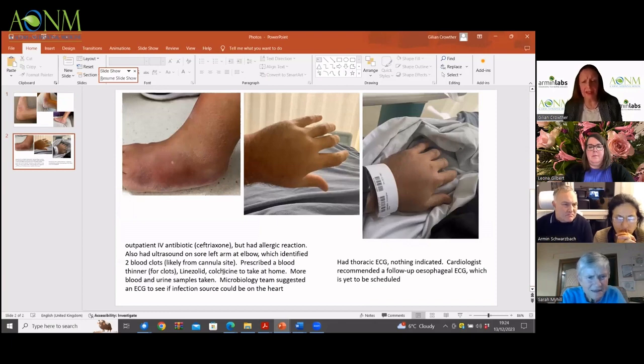So the question really is whether you have any further ideas. He's been given ceftriaxone. The swelling is spreading to his hands now. He's still in this condition. Had an allergic reaction to that, so had to give it up.